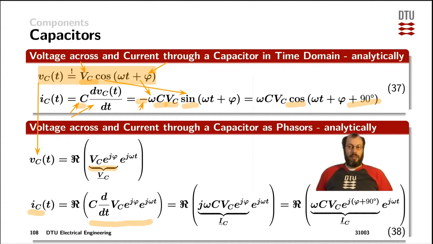In this case, the time derivative applied in the phasor form here only applies to the exponential function with the argument of j omega t. All the other parameters are time independent, and therefore the time derivative does not change them. The time derivative of the exponential function with j omega t is the function itself times the multiplication of the derivative of the argument, which is j omega here.